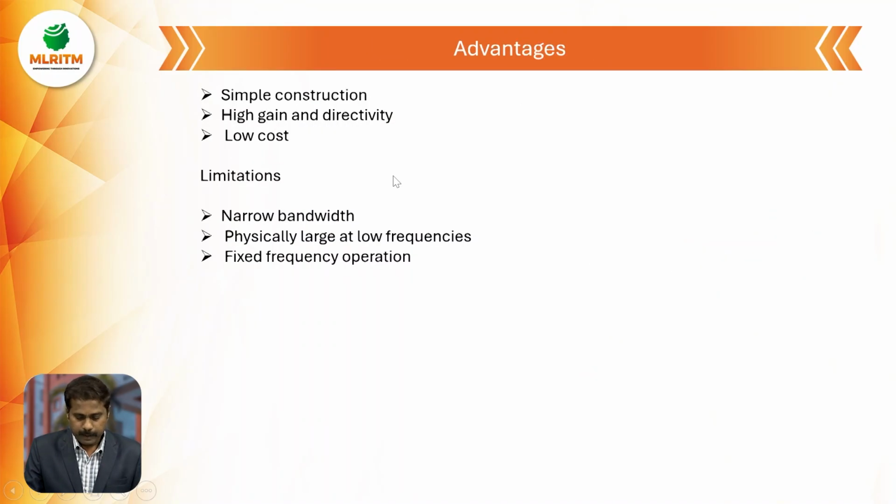So what are the advantages of this Yagi-Uda antenna? Simple construction, that means it is like an array, and high gain and directivity. Its directivity is also more; if gain is more, directivity is automatically more. Next, it is low cost. Its limitations are narrow bandwidth and physically large size at low frequencies. Its design is very large when its frequency is low. It also has fixed frequency operation. So these are the disadvantages.